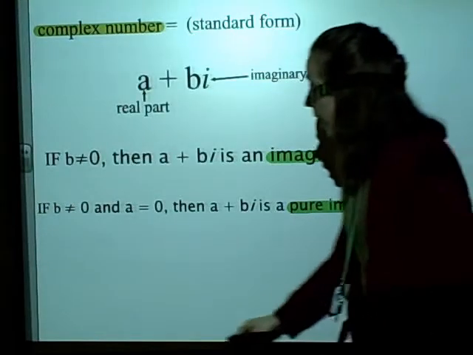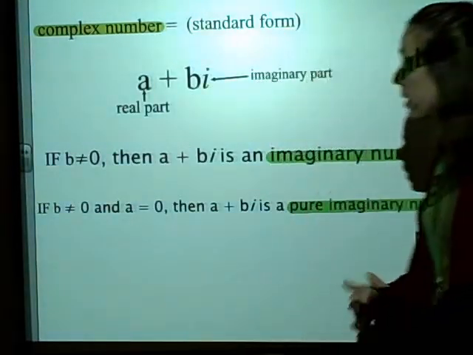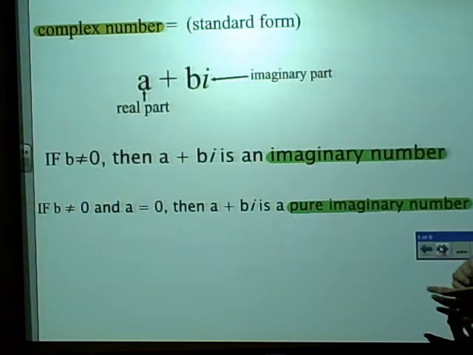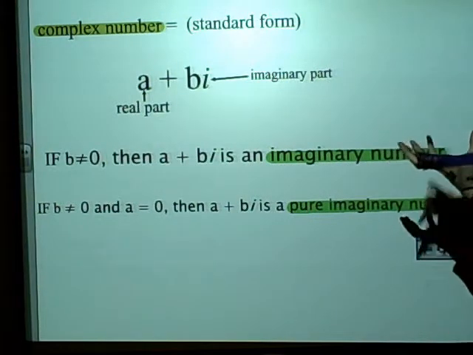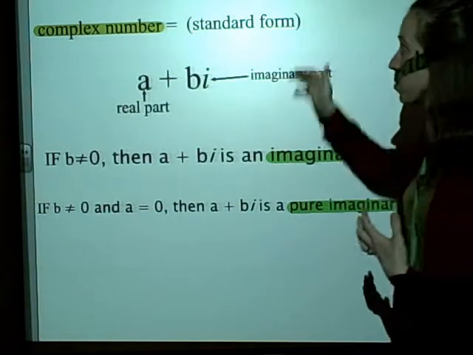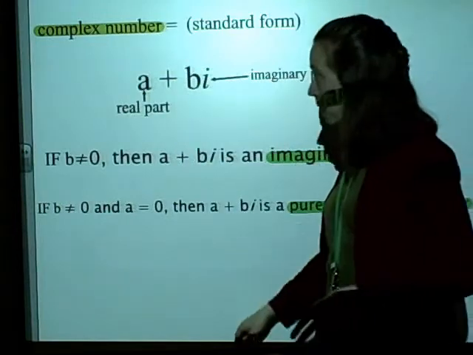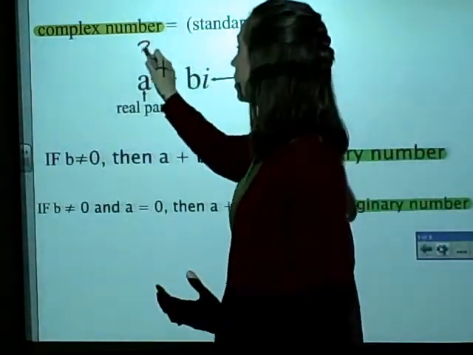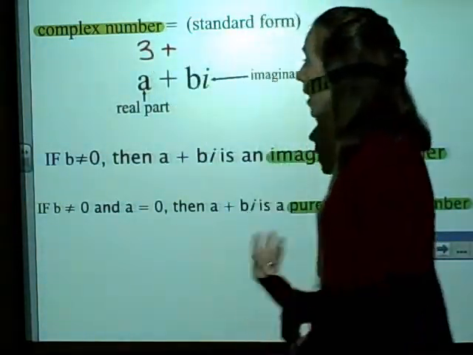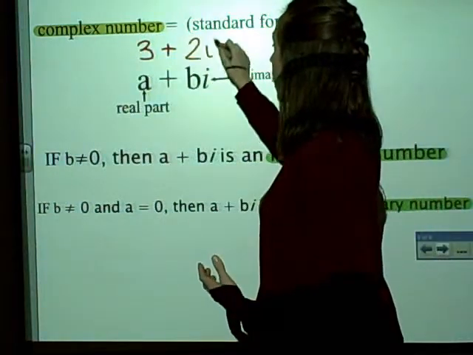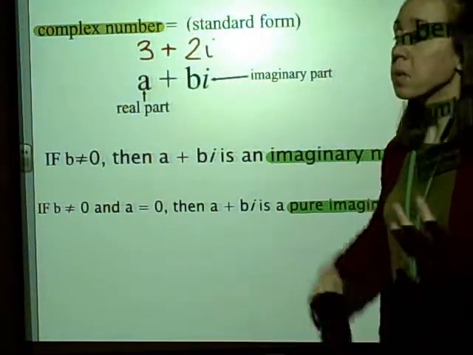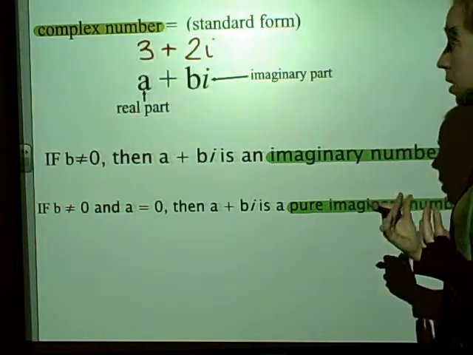Okay, so now we're going to talk about complex numbers and what it really means, because you might have a real number plus an imaginary number. A complex number in standard form is written like this. You might have a real part, so you might have 3, plus an imaginary part, so 2i. The 3 is the real number, 2i is the imaginary number.